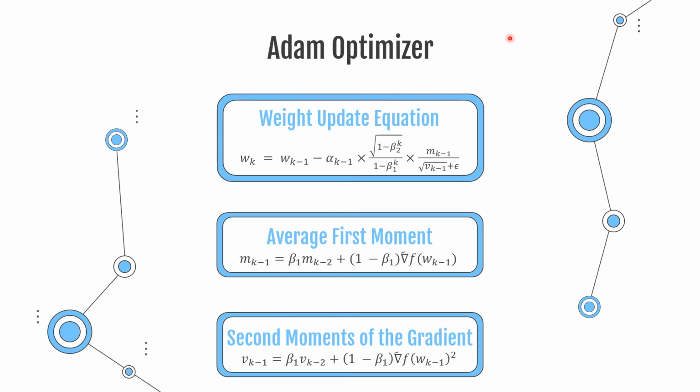As I've said earlier, I will use the ADAM optimizer during my training. Here is the weight update equation of this optimizer. ADAM is used to accelerate the gradient descent algorithm by considering the exponentially weighted average of the gradients. Therefore, this optimizer has two critical parameters I highlighted here. The first term is the average first moment, whilst the second term is the second moment of the gradient, as highlighted in orange.